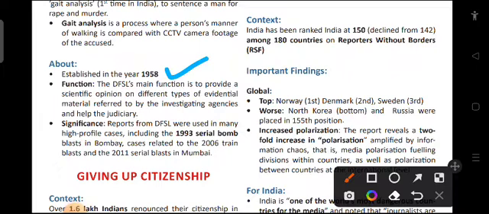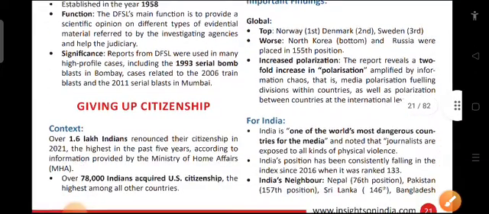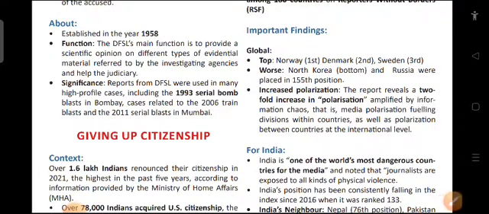Function: the DFSL's main function is to provide scientific opinion on different types of evidential material referred to by the investigating agency and helping the judiciary. So this is about the DFSL. So it gives scientific opinion on different evidence material.